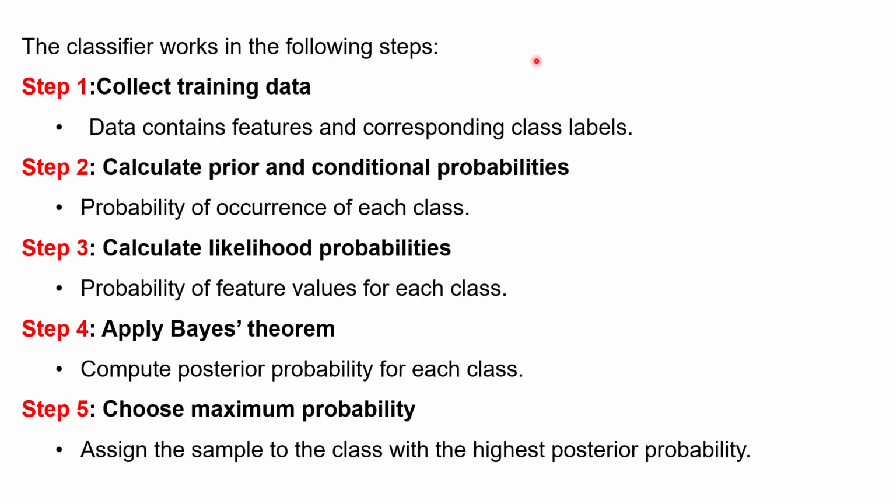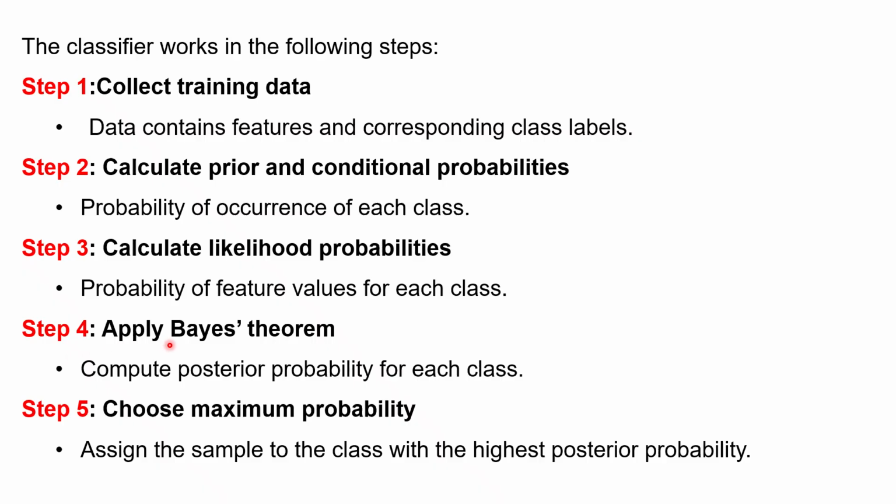The classifier works in the following steps. Step 1 is to collect the training data, and the data contains the features and corresponding class labels. Step 2 is to calculate the prior and conditional probabilities, which give the probability of occurrence of each class. Step 3. Calculate likelihood probabilities. The probabilities determine the feature values for each class.